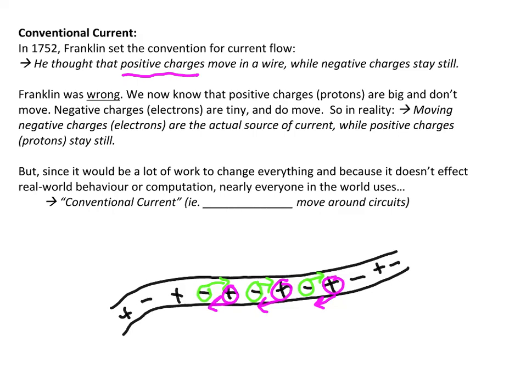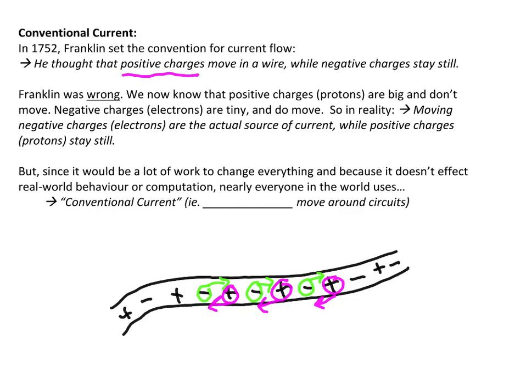When you have a wire, your protons are in this crystal lattice and they just stay there. But the electrons are super tiny and they're able to move freely all around any kind of metal or conductor, which is a wire. So actually what's happening is the electrons are moving this way and the protons are staying put. So that's what's really going on.